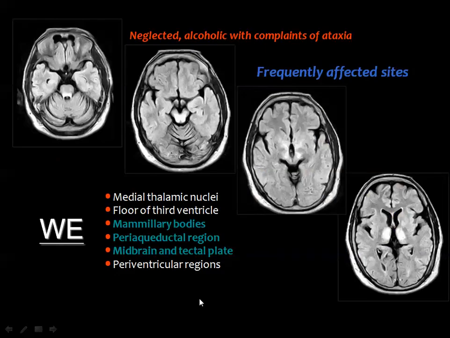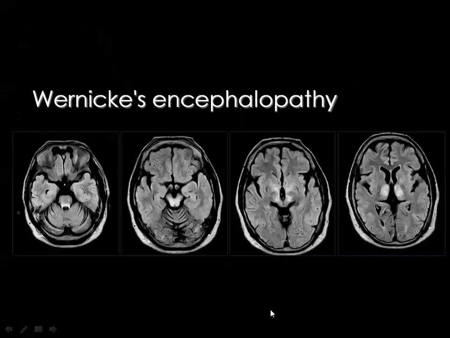Whenever you have the MR images and you see lesions of abnormal increased signal in the T2 and the FLAIR weighted images characteristically located in specific areas, which are the region of the mammillary bodies here, and the periaqueductal region, the region around the aqueduct of Sylvius, the midbrain and the tectal plate, the posterior part of the midbrain around the aqueduct, the medial aspect of the thalami, and the floor of the third ventricle, and then the periventricular area, also as you can see here in both thalami.